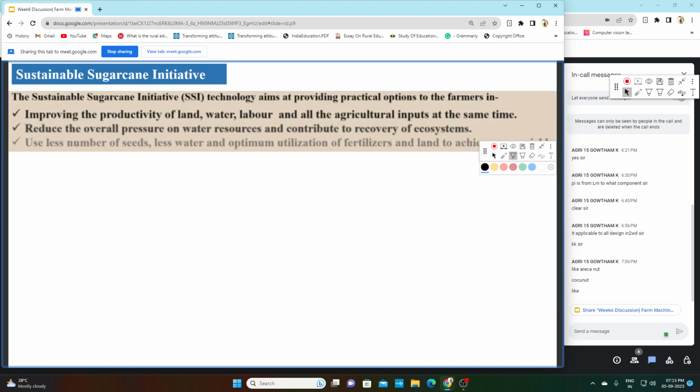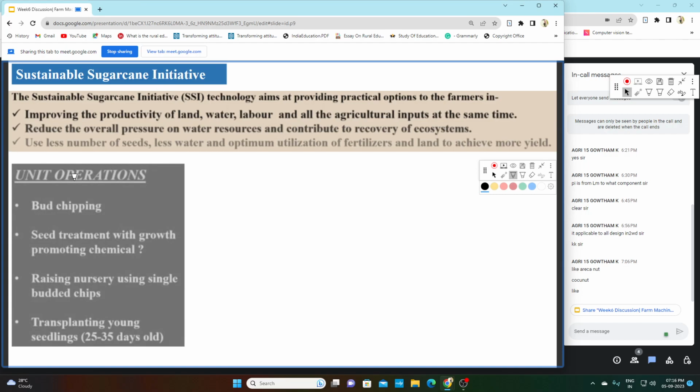SSI technology aims at providing a practical option to the farmer in improving productivity of land, water, labor and other agricultural inputs at the same time. Like SRI saves all the resources, SSI also saves all the resources. Second, it reduces the overall pressure on water resources and contributes to recovery of the ecosystem. So nothing to explain in this. Third, it uses fewer seeds, less water and optimum utilization of fertilizer and land to achieve more yield. So this is the third advantage of it.